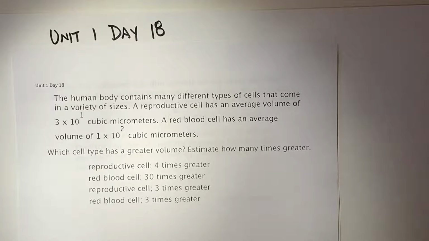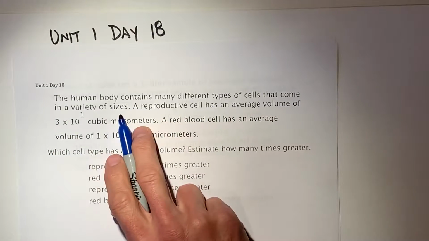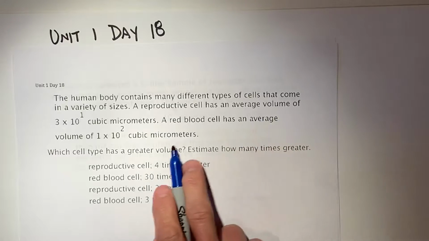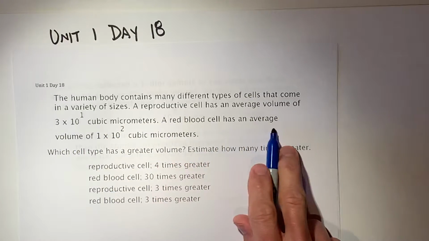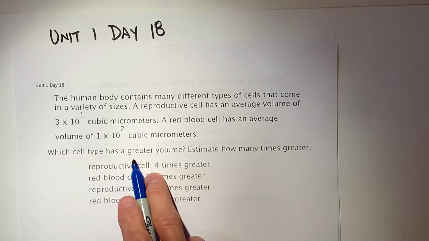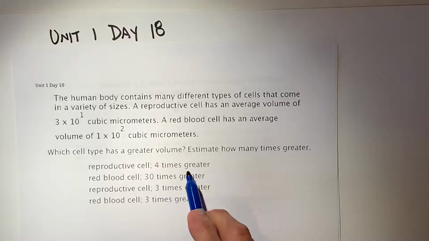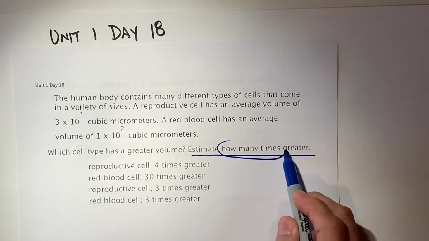In every word problem we've dealt with so far, it seems the biggest challenge is deciding what to do in each question. So this one says a human body contains different types of cells of different sizes. A reproductive cell has an average volume of, here's a number in scientific notation. A red blood cell has an average volume of another number in scientific notation. Which cell type has the greater volume? Okay, and watch this, estimate how many times greater. Here's that phrase, how many times?